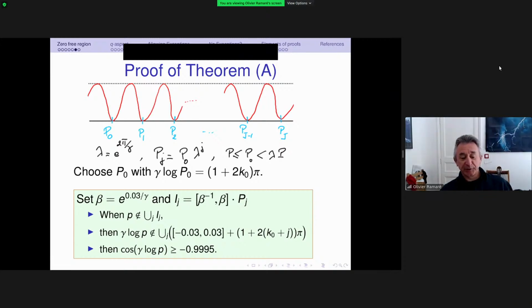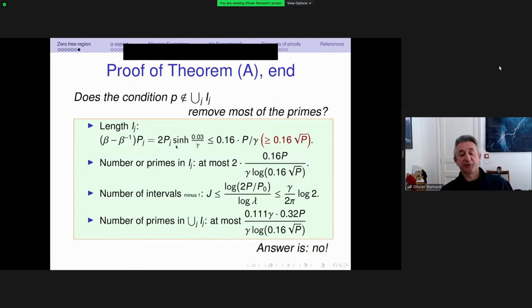Once you have that, now you have to show that the primes are not all in this union of intervals. And for that, you have the Brun-Titchmarsh inequality. So look at the length of the interval: essentially it's p over gamma times a small constant. And this constant can be as small as you want if you diminish this 0.03, which was the size of the interval. Then get the number of primes that you can have at most in this interval with the Brun-Titchmarsh inequality here.